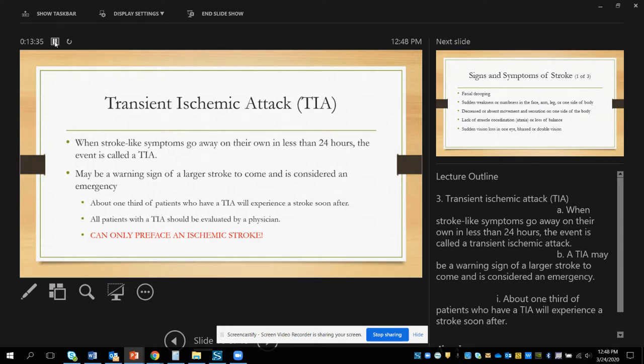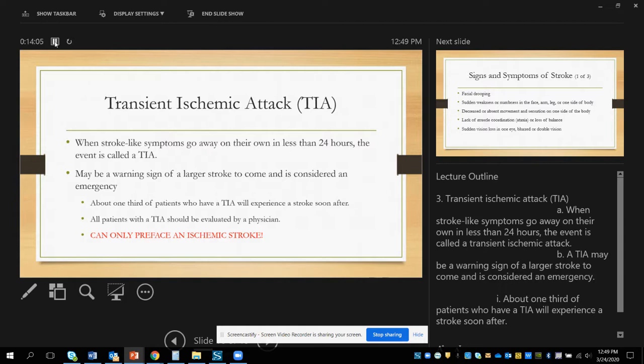But the TIA can only preface the ischemic stroke, because it is when that clot or piece of plaque moves, that's when the symptoms resolve. So that can't happen with the hemorrhagic stroke. Okay, the bleed doesn't just stop and then come back. So very important for you to remember, and you'll see several test questions that ask about that as well. When that clot or piece of plaque moves and blood flow is restored past that point, that's when the symptoms resolve. Now again, we still want to transport them to a stroke capable facility, because we're not sure and we have no way of knowing.